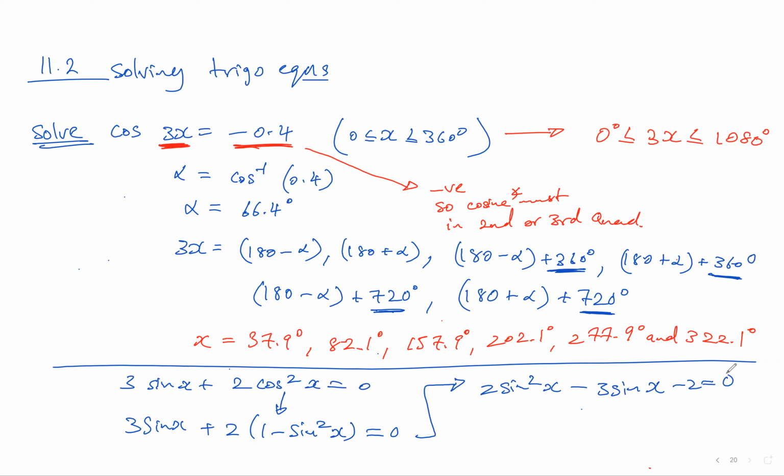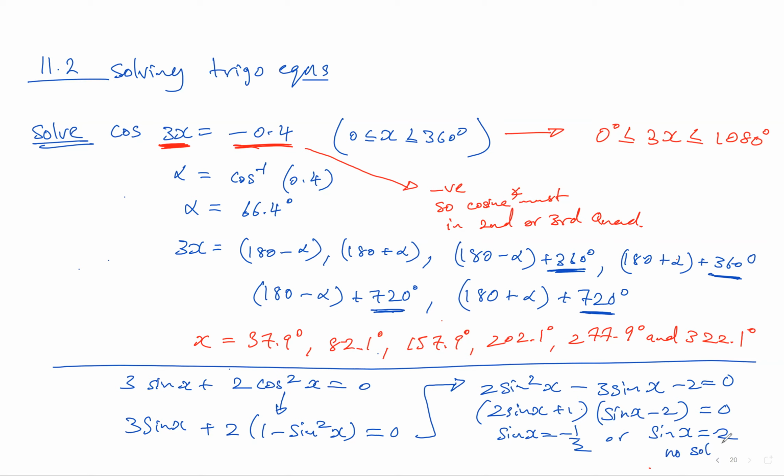Okay, and I should be able to get this: 2 sine x plus 1 and sine x minus 2. Is it correct? 2 sine x plus 1, sine x minus 2. Yeah, correct. Okay, so this one will give me two sets of answers, or sine x is equal to 2. Immediately, I know that this one will give me no solutions.